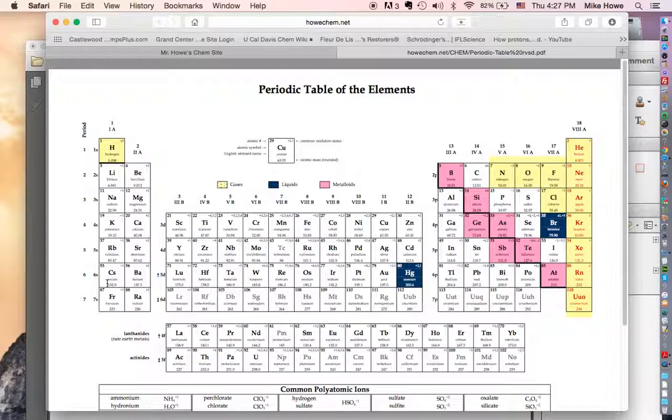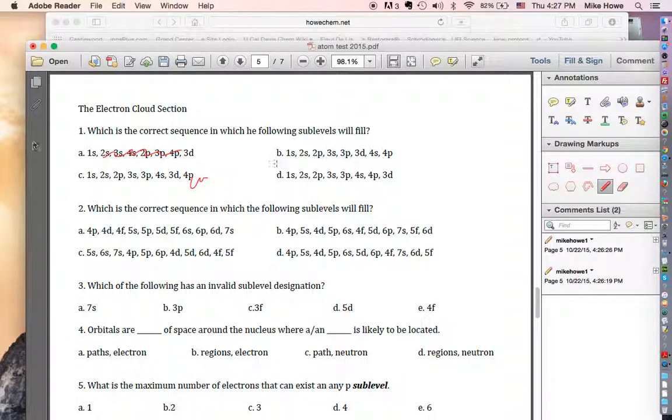So 6s, then 4f, then come back after you've gone through Yb, come up to Lu, which is in part of the 5d. So 5d starts there, and then you go straight through to 6p. Then 6p. After 6p is 7s, then 5f, then 6d. So that's the filling sequence. So if we go back to the test, we can see the correct answer on number 1 should have been C.